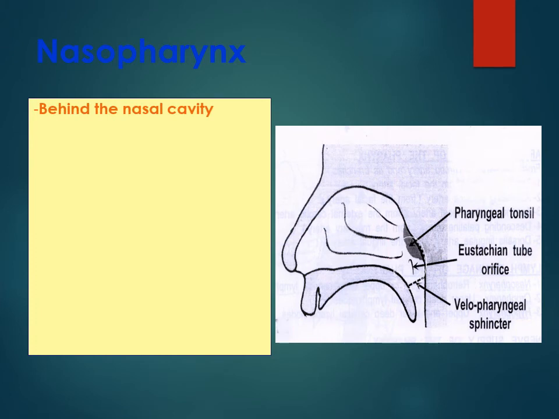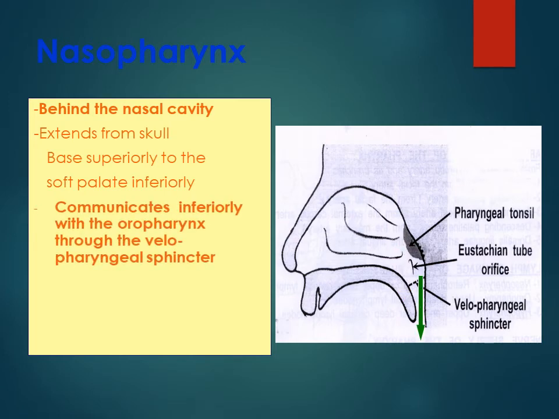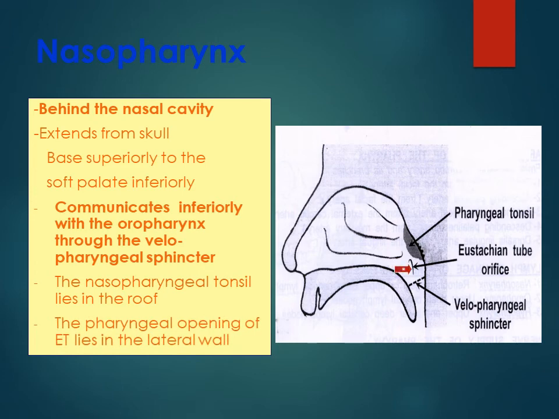The nasopharynx is the space behind the nasal cavity. It extends from the skull base superiorly to the soft palate inferiorly. It communicates with the oropharynx through the velopharyngeal sphincter. These are the adenoids, or the nasopharyngeal tonsils, in the roof, and also in the lateral wall there is the pharyngeal opening of the eustachian tube, and it's called the tubal elevation.